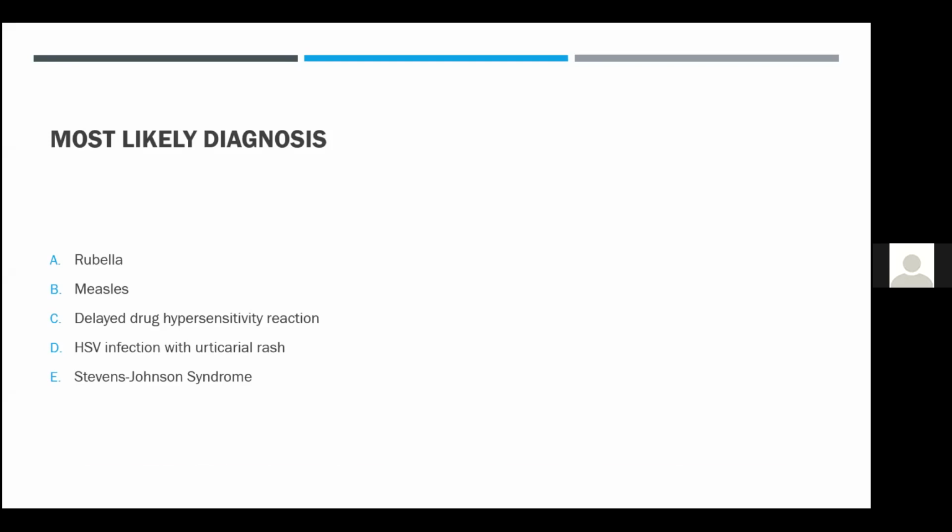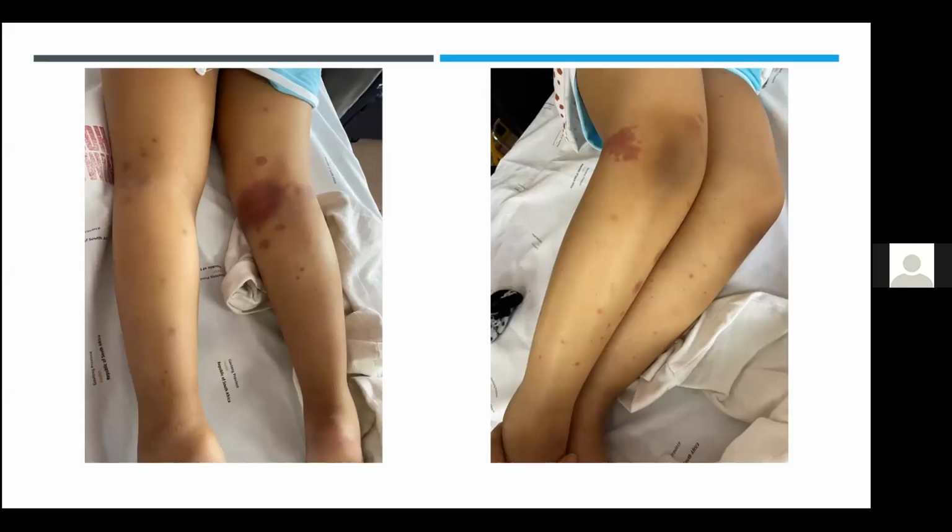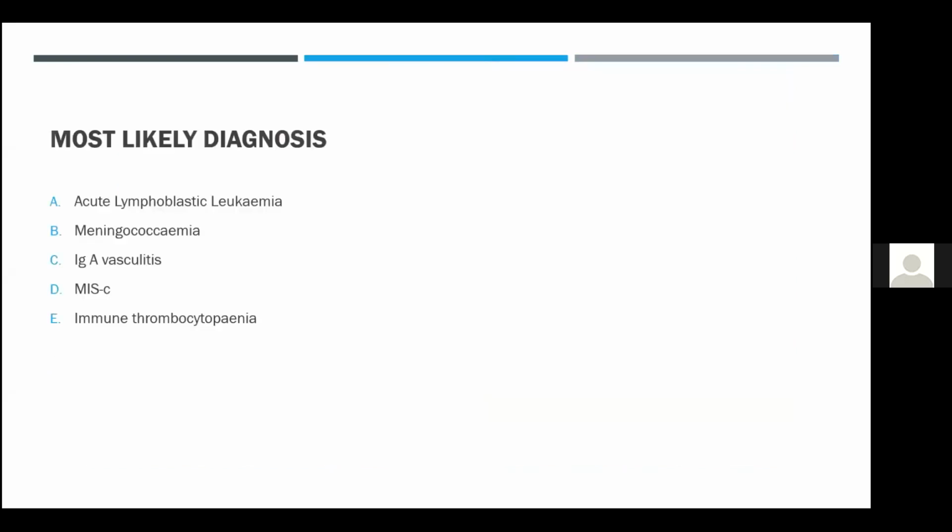All right, and then this is a child we saw recently, a 6-year-old girl. She presented with lesions over her legs and lower abdomen. She also complained of a painful knee, which was swollen, and she also had lesions on her buttocks and in her panty line. She had normal INR, PTT, and platelets. So what do you think? Do you think she's got acute lymphoblastic leukemia? Does she have meningococcal sepsis? Is it an IgA vasculitis? Is it MIS-C or immune thrombocytopenia?